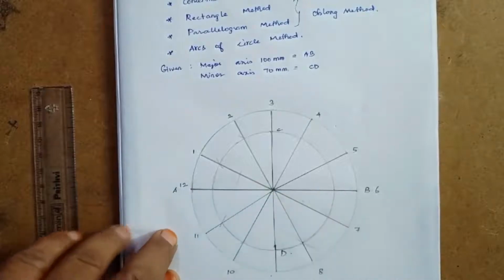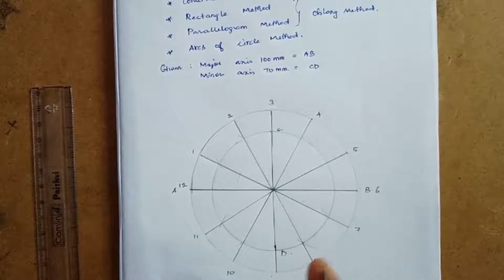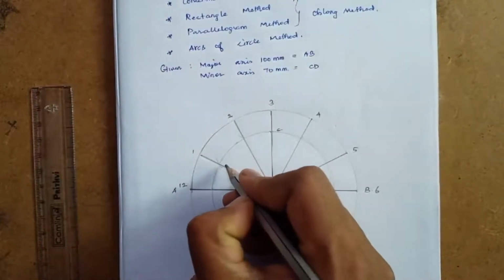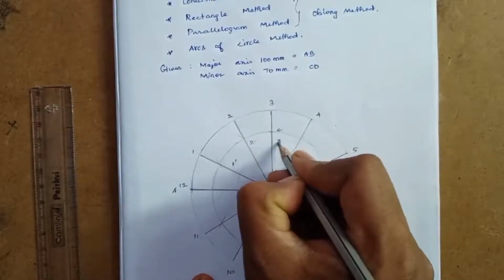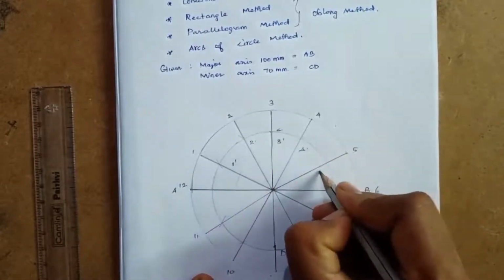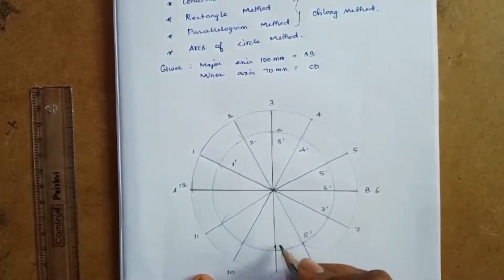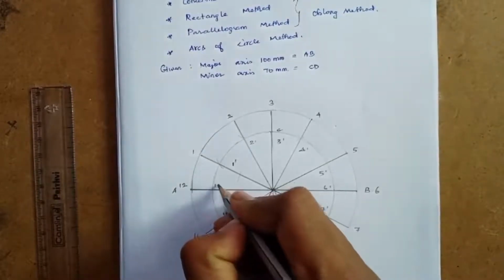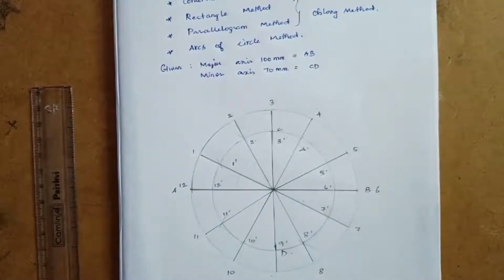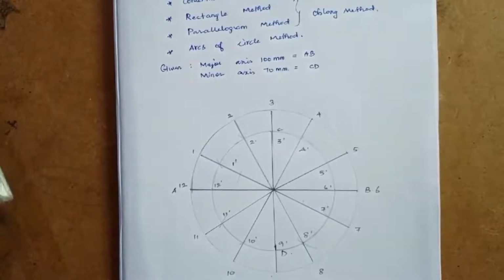If we are labeling the outer circle as 1, 2, 3, 4, the inner circle should also have some names. So go for 1 dash, 2 dash, 3 dash, 4 dash, 5 dash, 6 dash, 7 dash, 8 dash, 9 dash, 10 dash, 11 dash, 12 dash. Almost we have completed half of the work now. Now take the scale.